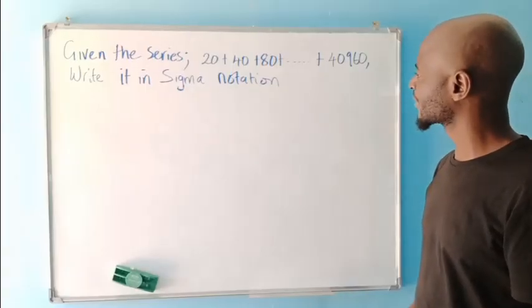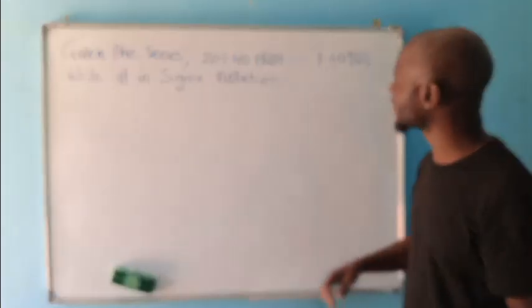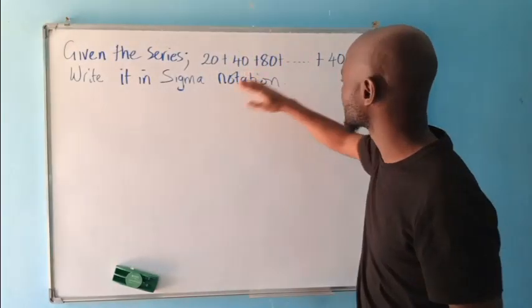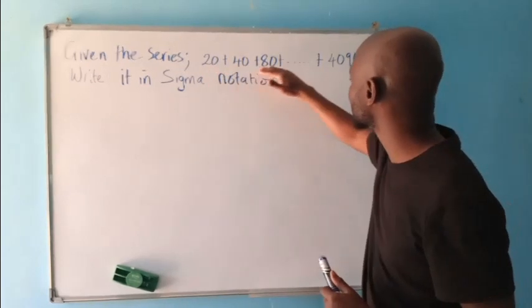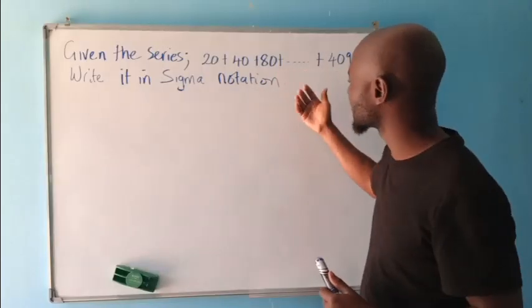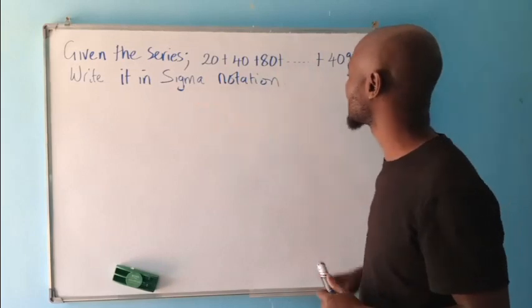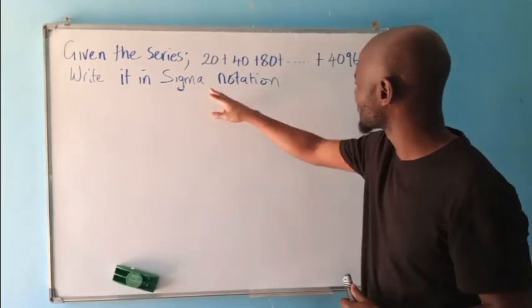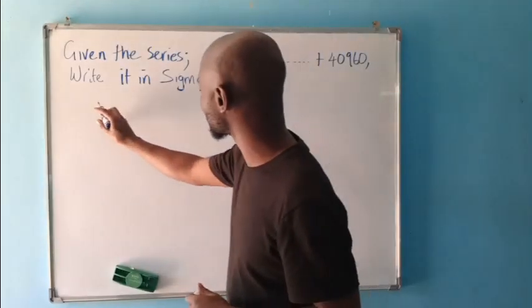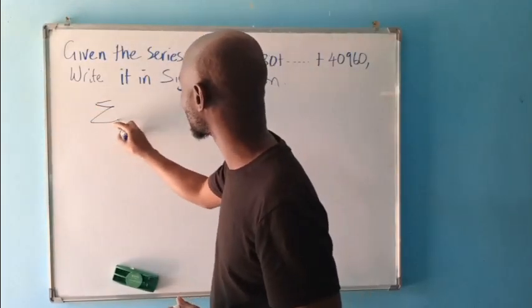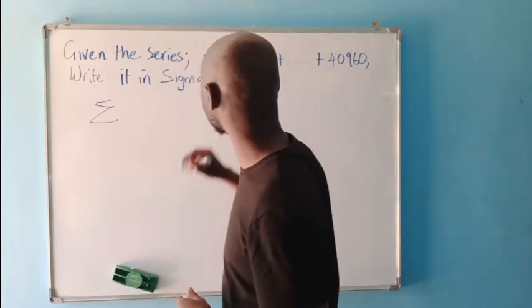Welcome. In this video, I want to see how we can represent a series using what we call sigma notation. So we are given a series, we have to represent it in another form, which we call sigma notation. Now, what is sigma notation? Sigma notation is just a notation where you use the Greek letter sigma to represent a series.